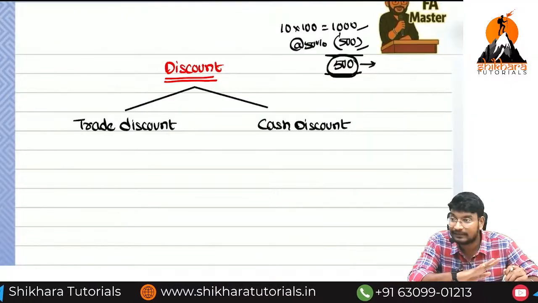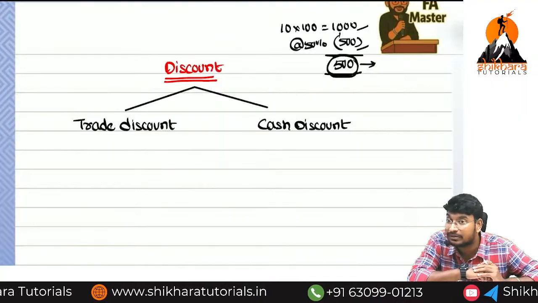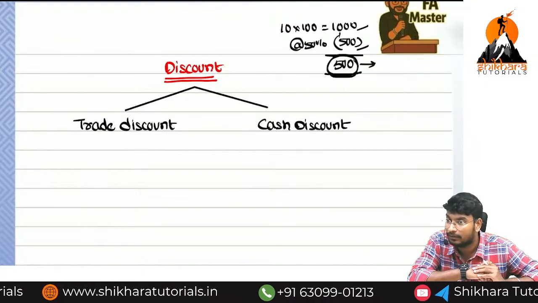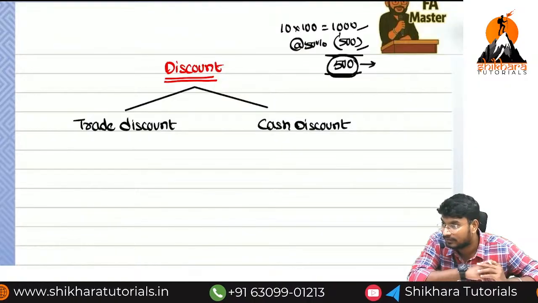So for that reason, this type of discount is called what? Trade discount. This type of discount is called trade discount. What are the examples? Big Billion Day, okay? Ashadam offer, inauguration offer, anniversary offers, like that it will be.